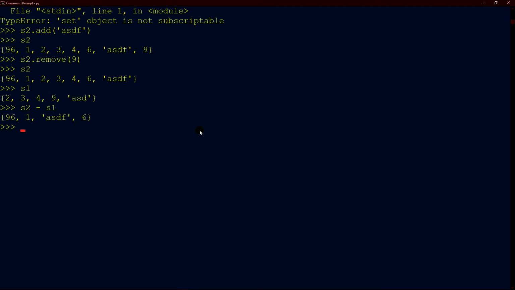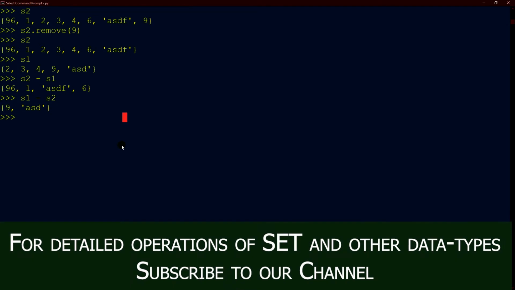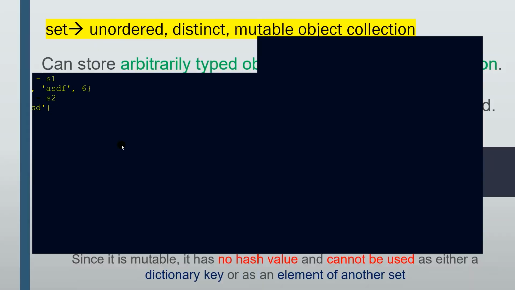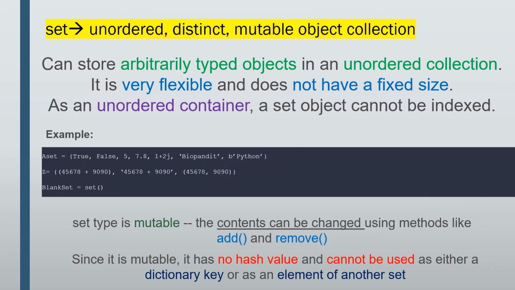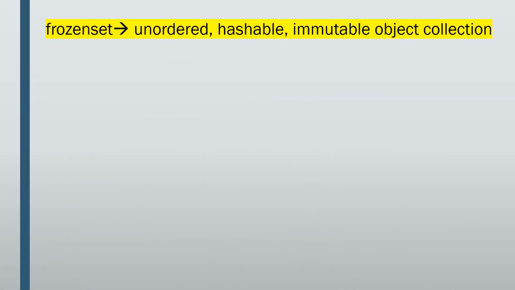You can use set-like functions like intersection and addition with set objects, and the result will always be another set. A set object is very useful to remove duplicates from a list, and for other detailed set operations, you can subscribe to our channel for future update videos. So set is a mutable object collection. You can add and remove elements of a set, and since it is mutable, it cannot be used as a dictionary key. Next is frozen set.